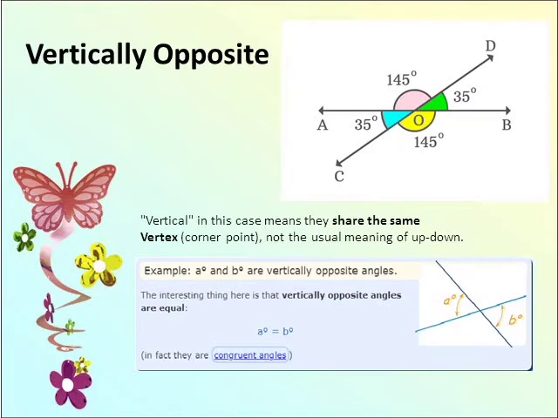For example, A degrees will be equal to B degrees. We can also call them congruent angles. Based on this picture, the pink angle will be the same as the yellow angle, and the green angle will be the same as the blue angle, because pink and yellow are vertically opposite angles, and blue and green are vertically opposite angles.